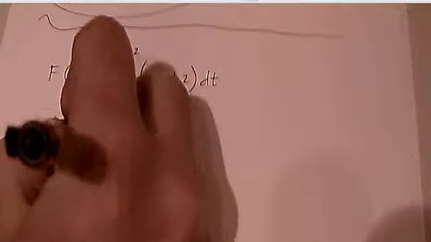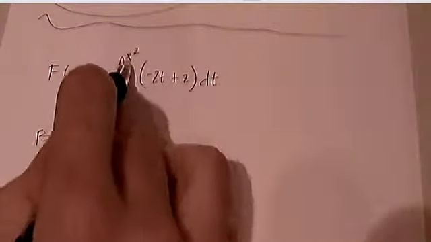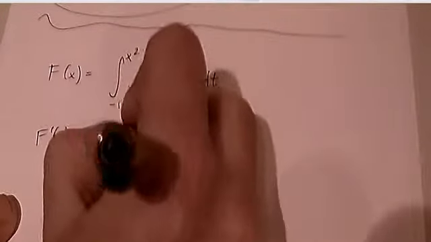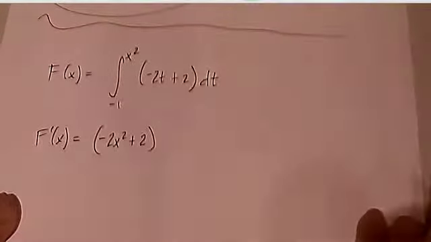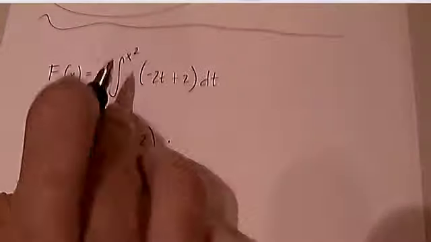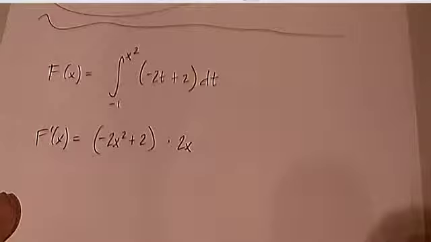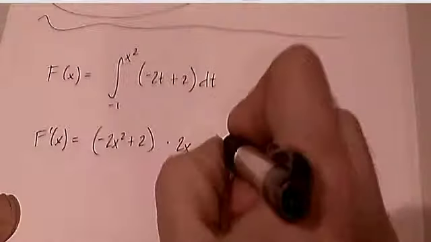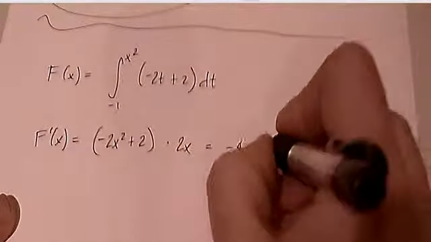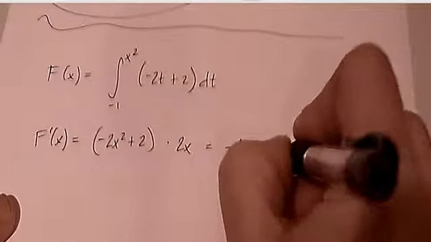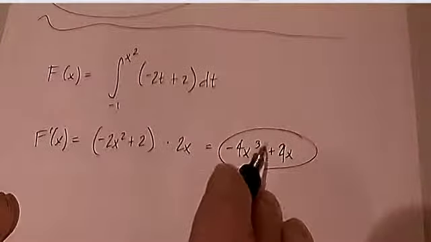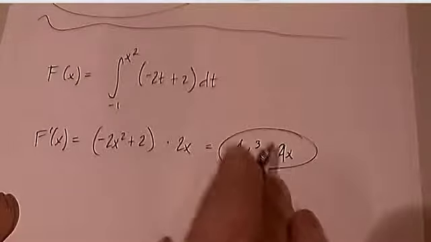So if we wind up down here, I say, well, f prime of x, I'm going to plug in x squared for t. So I wind up getting negative 2x squared plus 2. I then have to tack on the derivative of that expression times 2x. And then, of course, I can simplify. And I get negative 4x cubed plus 4x. Okay, and that should be a 4. I started out doing a 2, but that should be a 4 right there.